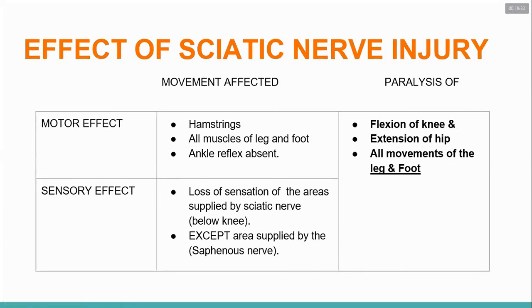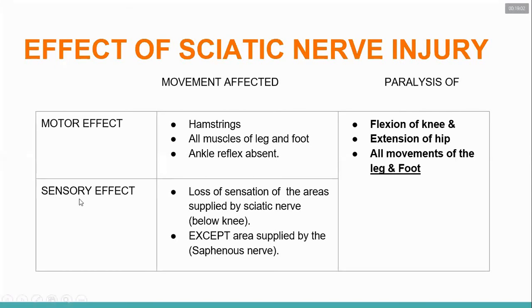It will be weak because flexion of knee can be carried out by your gracilis and sartorius muscles, and extension of hip can be carried out by your gluteus maximus, which is supplied by the inferior gluteal nerve. So the patient can still extend their hip and flex their knee, but all the movements of leg and foot will be affected. The patient cannot dorsiflex or plantarflex their foot or evert or invert their ankle.